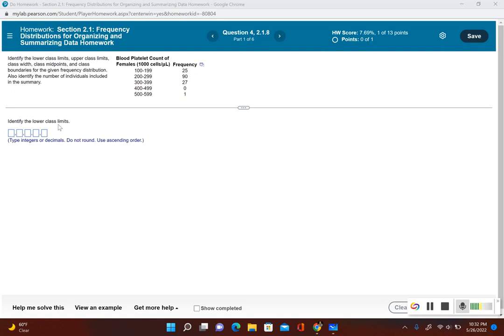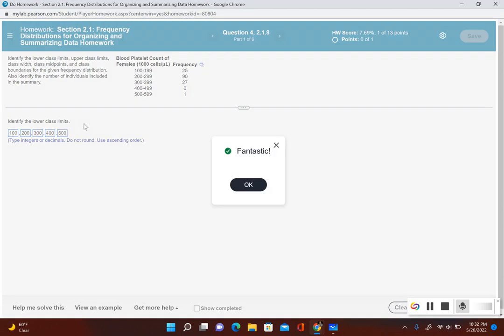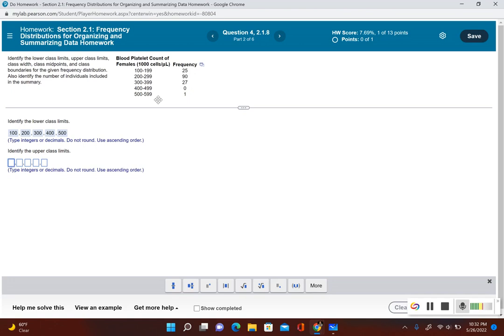Okay, so first, identify the lower class limits. Well, the lower class limits are already given to us. So we have 100, 200, 300, 400, and 500. Next, it's asking us about the upper class limits. Upper class limits are already given to us as well. We have 199, 299, 399, 499, and 599.